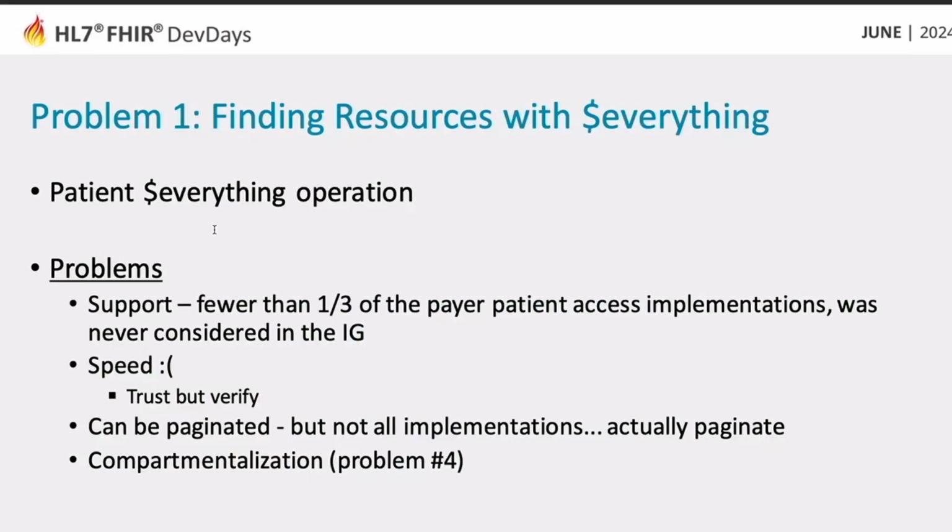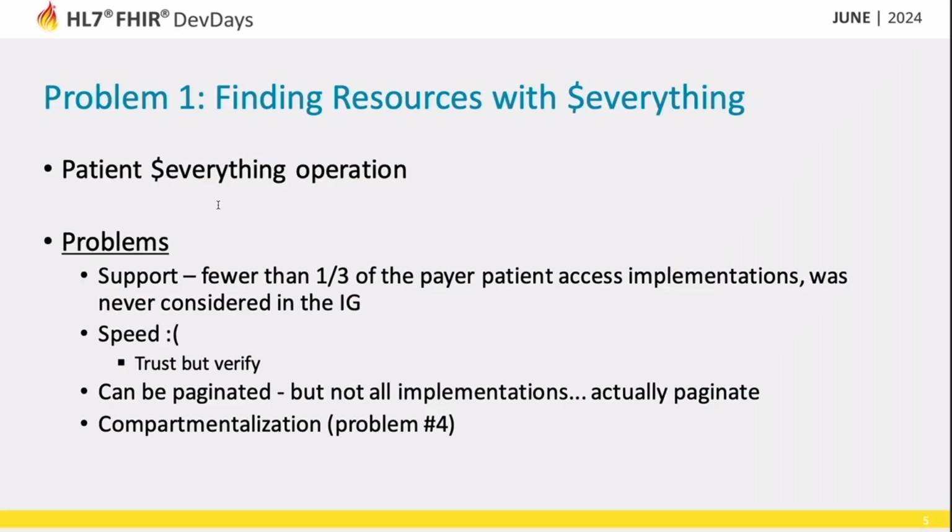So if you connect to a FHIR API on behalf of a patient and want to get all of the patient's data, there seems to be a pretty straightforward solution. It's the patient everything operation. It's really nice. One request, we get back patient data. We ran into some problems with this. First of all, in the network that we're creating, fewer than a third of the payers actually support this operation. It was never considered in the IG development for payer patient access APIs here in the States.